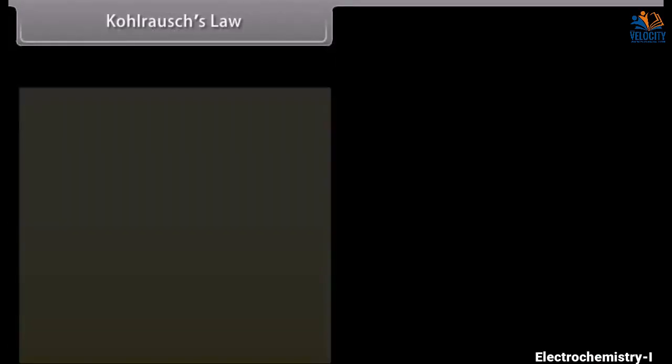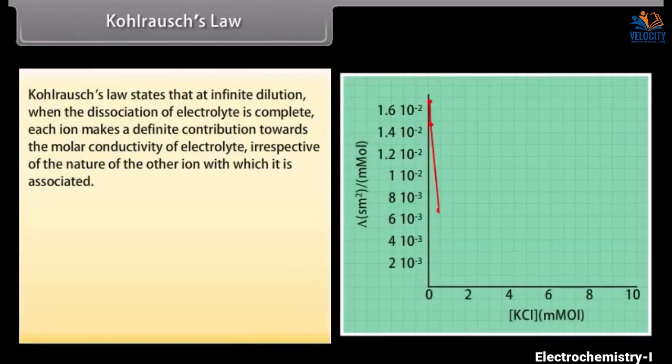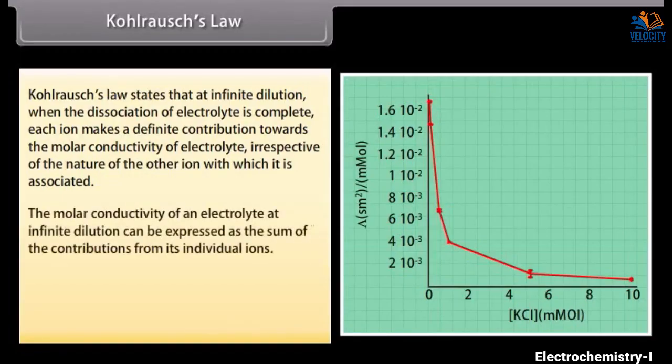Kohlrausch Law. Kohlrausch Law states that at infinite dilution, when the dissociation of electrolyte is complete, each ion makes a definite contribution towards the molar conductivity of the electrolyte, irrespective of the nature of the other ion with which it is associated. The molar conductivity of an electrolyte at infinite dilution can be expressed as the sum of the contributions from the individual ions.